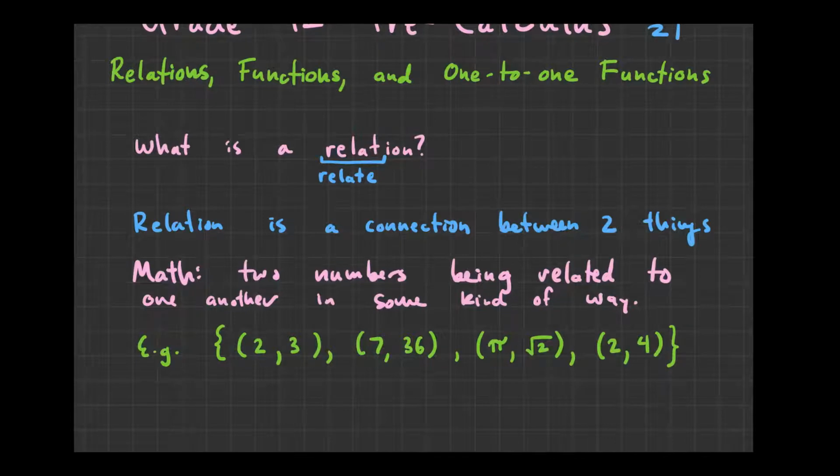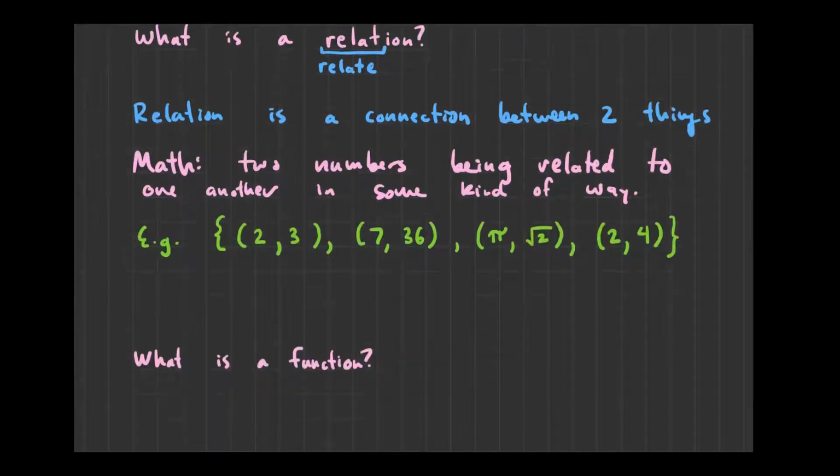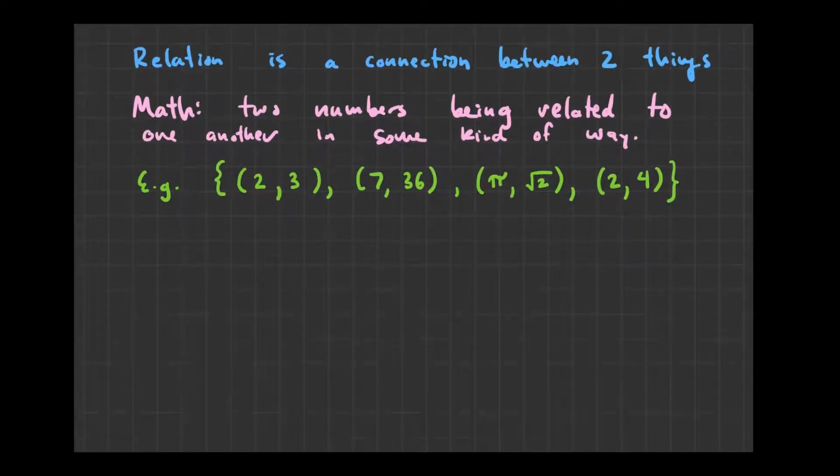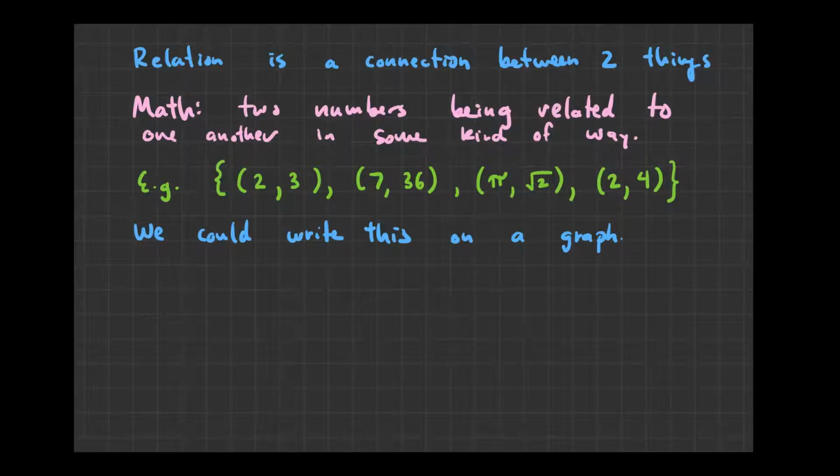So I'm actually going to erase this because we're not quite ready. We need a little more room. So don't worry about what I just wrote there. So another way of writing this, we could write this on a graph. That'll be one way of expressing that same relationship, is by graphing them.